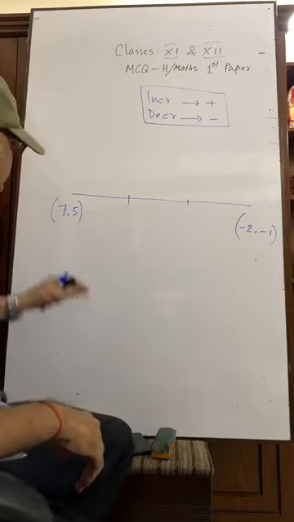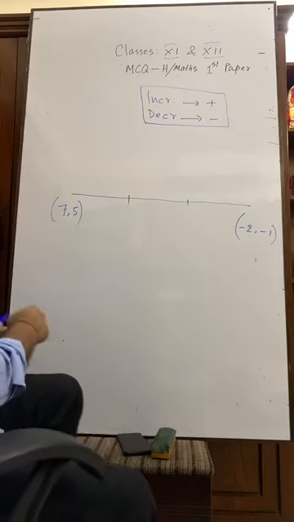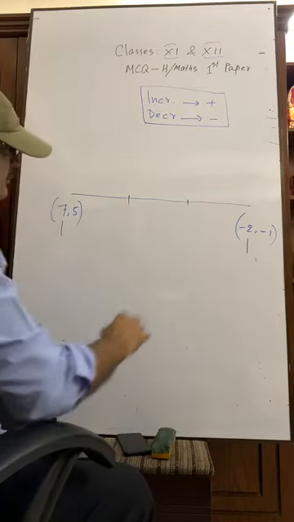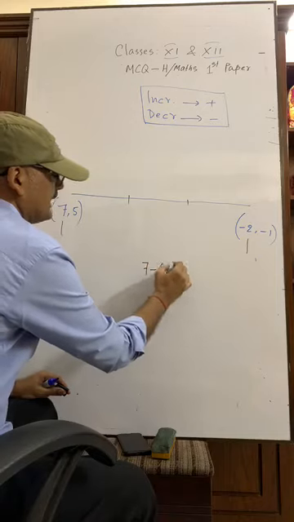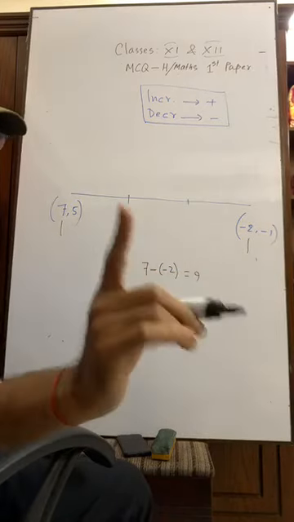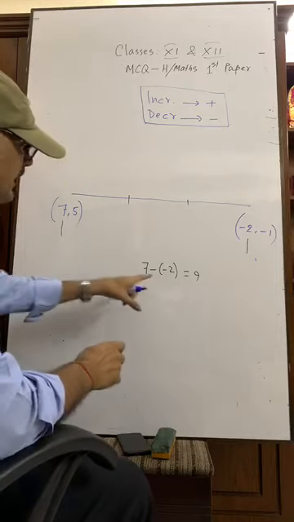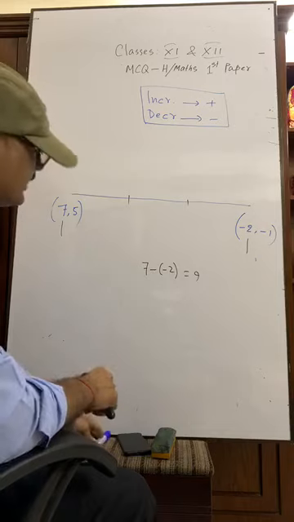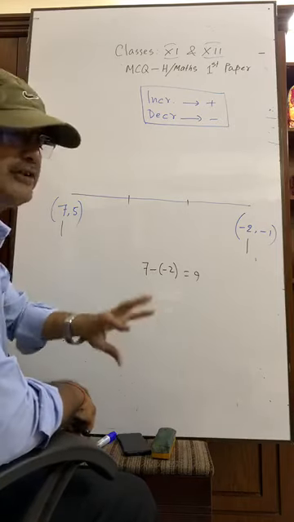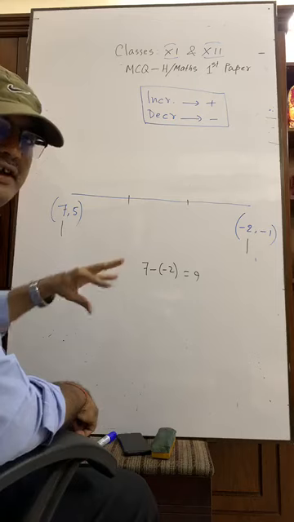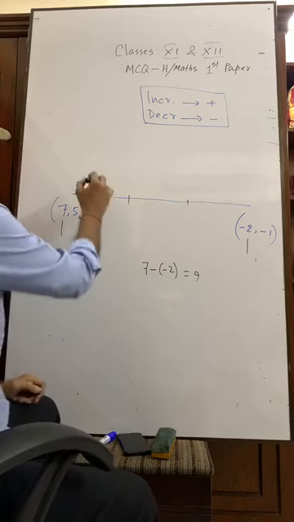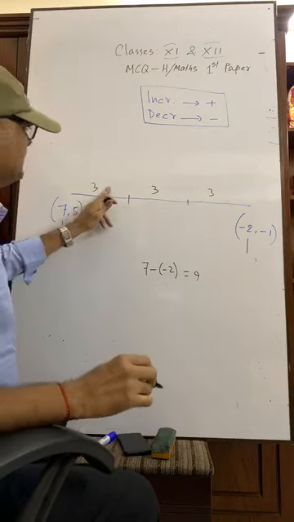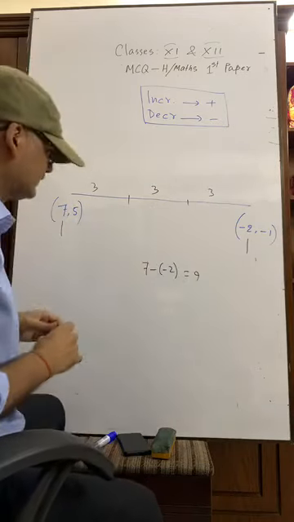What is the difference between 7 and minus 2? Let me know. 7 and minus 2, that is 7 minus 2 equals 9. I told you the distance first, from the very beginning. Now 9 is to be divided by 3 to get 3 everywhere. That is, it is 3, it is 3, it is 3, to get 3 plus 3 plus 3 equals 9.